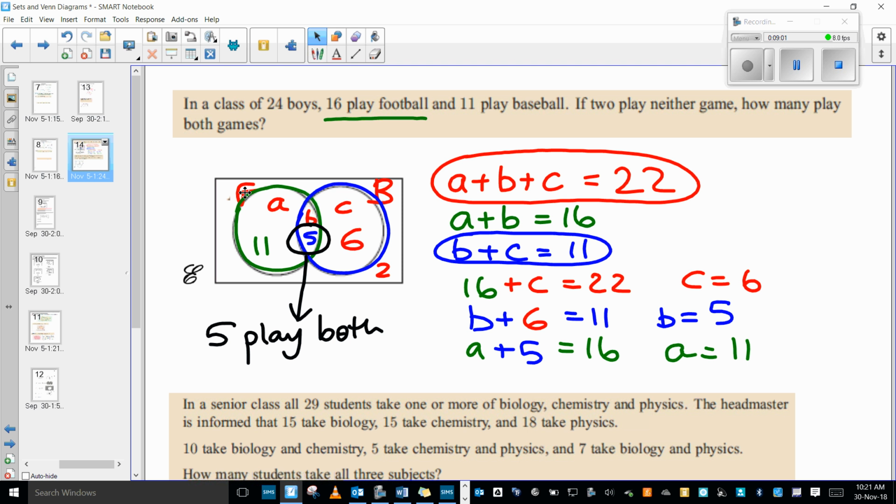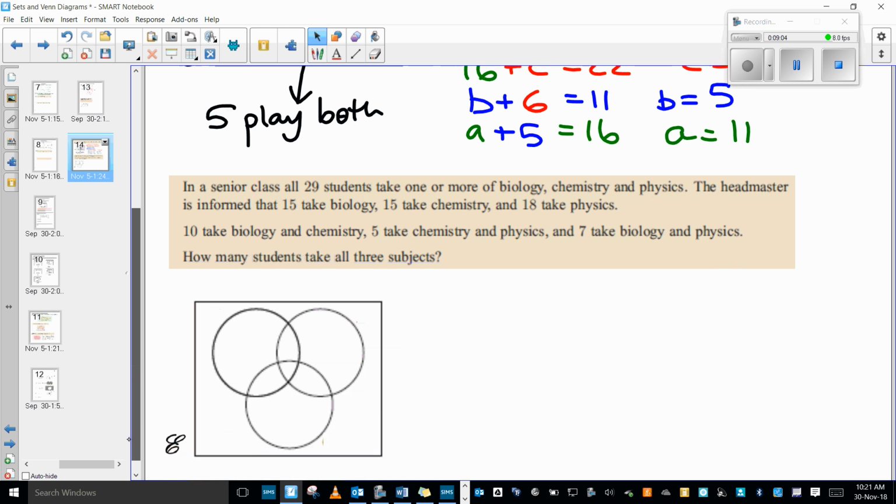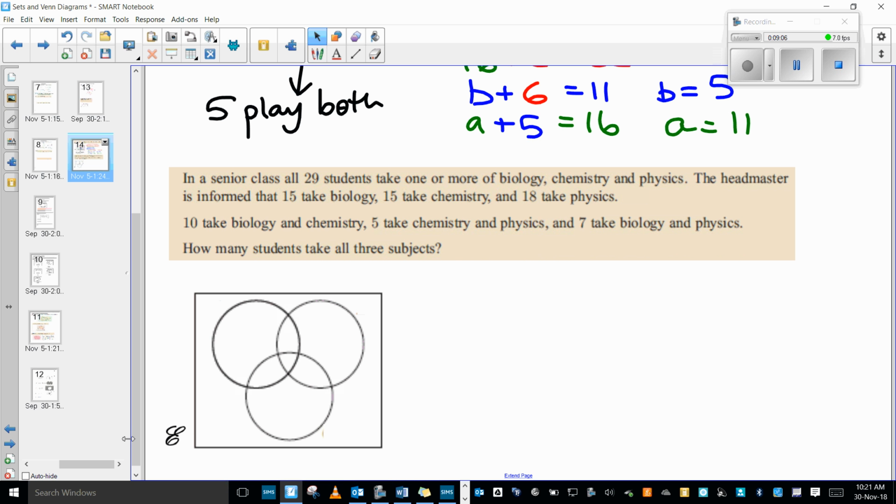In senior class, all 29 students take one or more of biology, chemistry and physics. Ooh, these are a little bit trickier because there's 3 of them. So we've got biology, chemistry and physics. Oh God, I've got a feeling from recollection this is a bit challenging. The headmaster is informed that 15 take biology, 15 take chemistry and 18 take physics. Now, you have to remember that that's the whole circle. So it's not 15 take just biology, okay? Because if it was, then that would go in this section here, yeah? So you've got to be careful how it's worded.